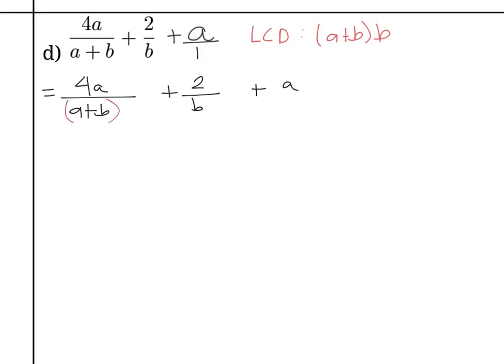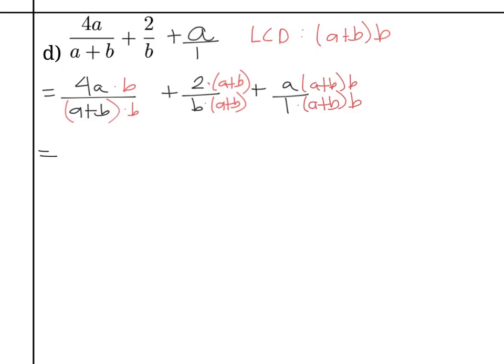Okay, so this denominator needs to be multiplied by b so that it matches. So we're going to multiply by b on the bottom and b on the top. This denominator already has a b, so it needs to be multiplied by a plus b, so times a plus b on the top and the bottom. And this denominator is just over 1, so it's missing the factors of a plus b and b. So we're going to multiply this by a plus b and b, top and bottom. And now all the denominators are going to be a plus b times b.